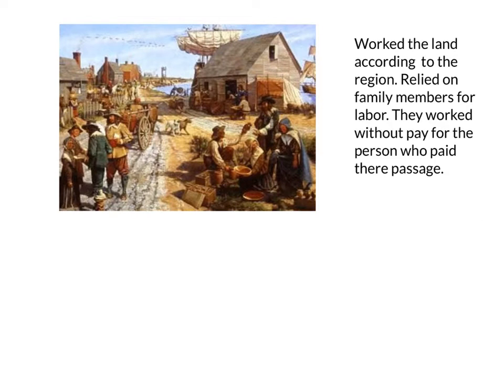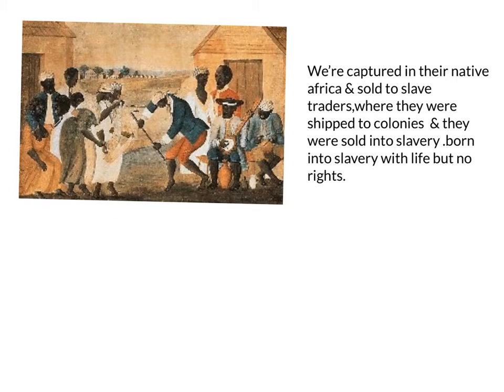They worked the land according to the region and relied on family members for labor. Indentured servants worked without pay for the person who paid their passage. Enslaved Africans were captured in their native Africa and sold to slave traders, where they were shipped to the colonies and sold into slavery, born into slavery with life but no rights.